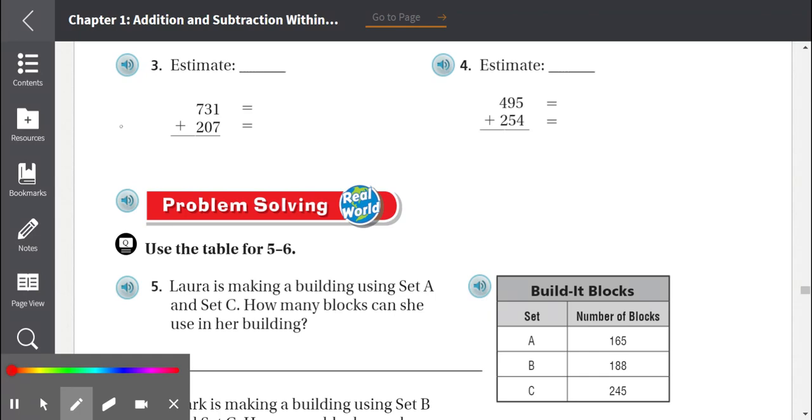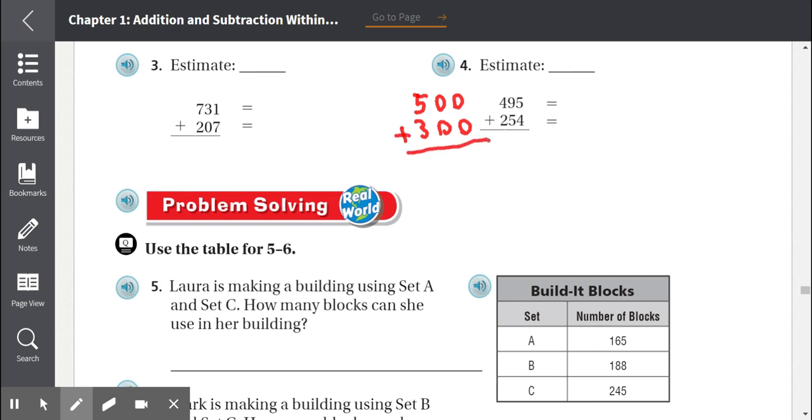495 plus 254. 495 is between 400 and 500, but it's closer to 500, so we can round this to 500. 254 is between 200 and 300, but 254 is closer to 300, so we round it to 300. Now let's solve this. 0 plus 0 is 0, 0 plus 0 is 0, 5 plus 3 is 8. So our estimate is 800, so our answer will be around 800.